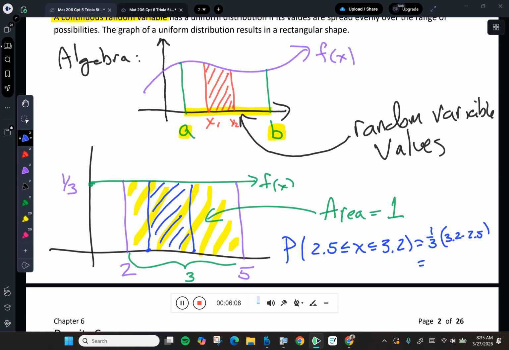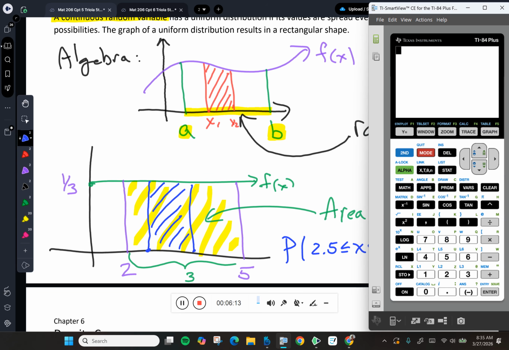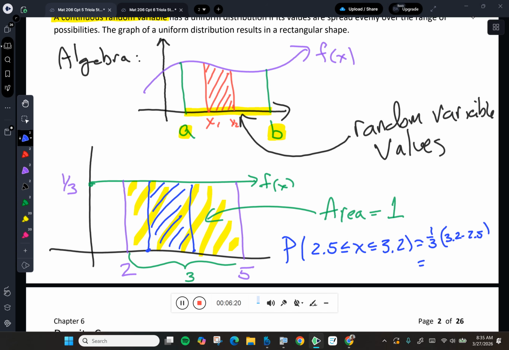0.7? Let me grab my calculator because my brain's not quite working. So 3.2 minus 2.5, I get 0.7. Yeah, I was right. And so I've got 1/3 times 7/10, or 7/30. And then I could represent that as a percent or a decimal or whatever. And that would be the probability that whatever this random variable is measuring would fall between 2.5 and 3.2.